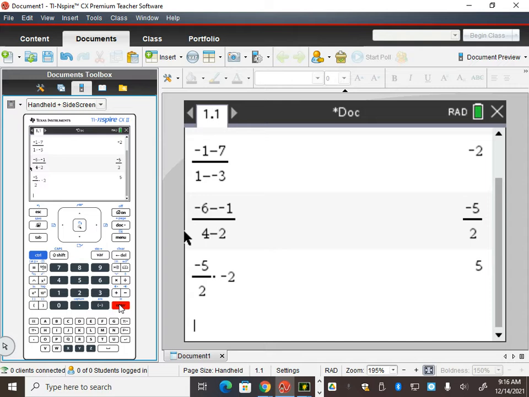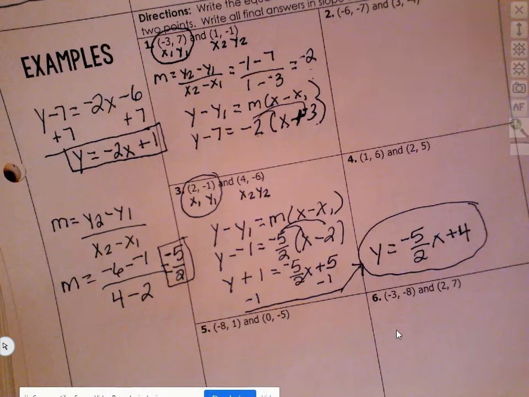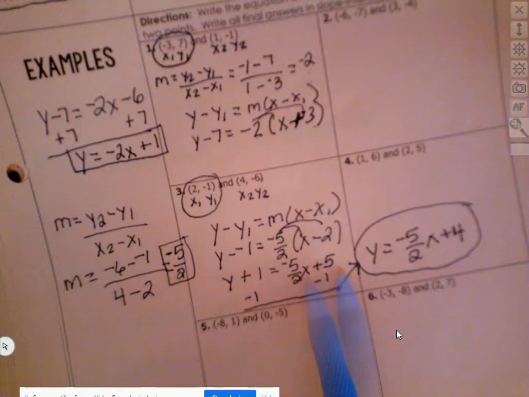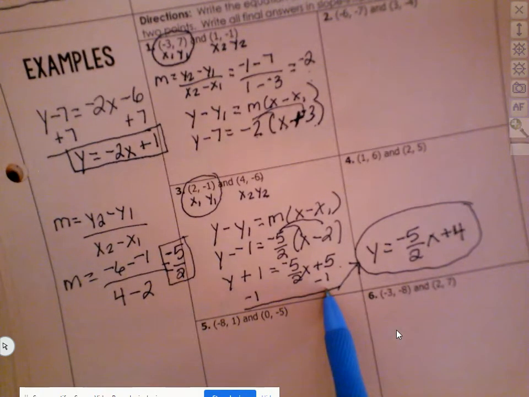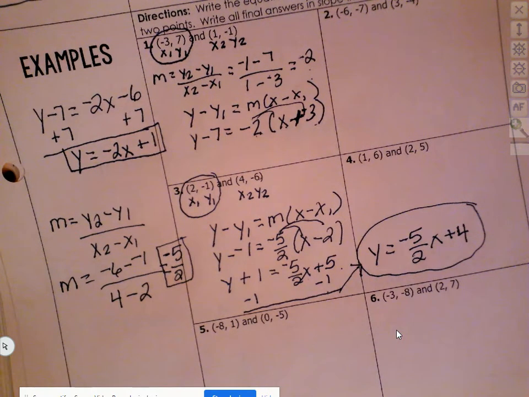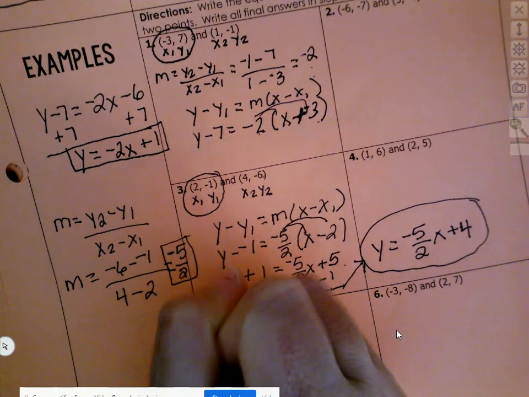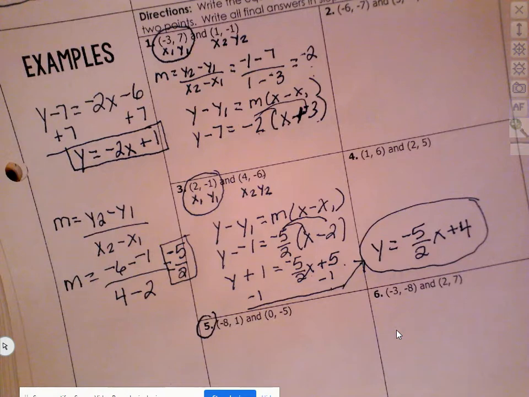Okay, so now that we've done that, sorry, I didn't show you what it looks like. Gotta keep switching over. So we distributed, we got y plus 1 equals negative 5 halves x plus 5. We subtracted 1 from both sides, so that gave us y equals negative 5 halves x plus 4. Okay, so I want you guys to try number 5 on your own. When you are finished, raise your hand so I can check it before you can go on.